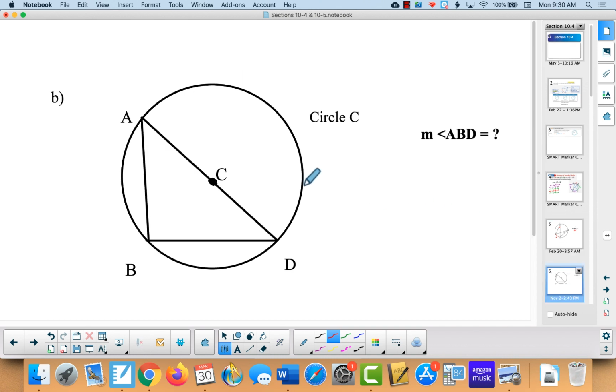In this investigation, this is a semicircle. Semicircles are 180 degrees. And so this inscribed angle is going to be half of that, or 90 degrees. So any inscribed angle that intercepts a semicircle is going to be a right angle.